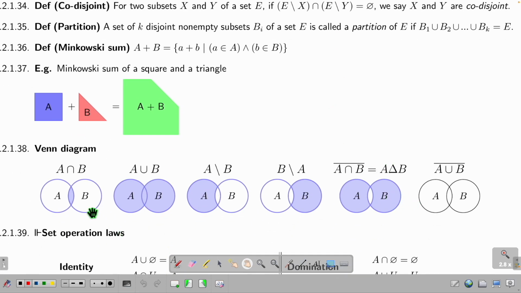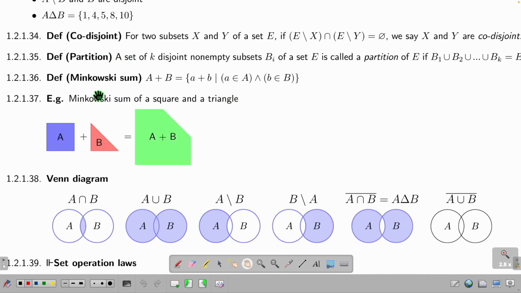Basically, it's this guy's opposite. That's why I write a bar here. The bar means opposite. And then this is what? A or B, or A union B. If you use logic, this is A or B. A or B is like everything, right? Then if you do the opposite, that means nothing, the empty set.